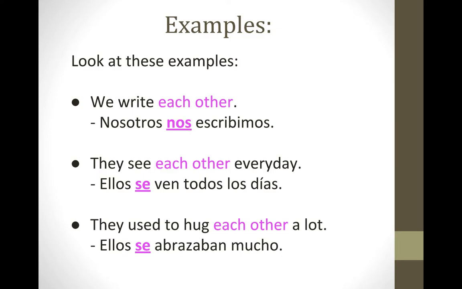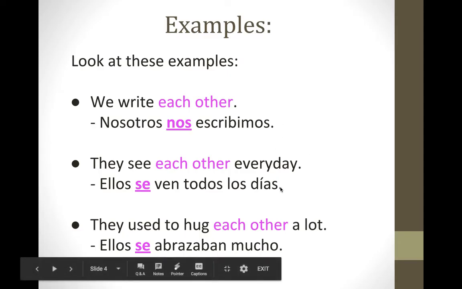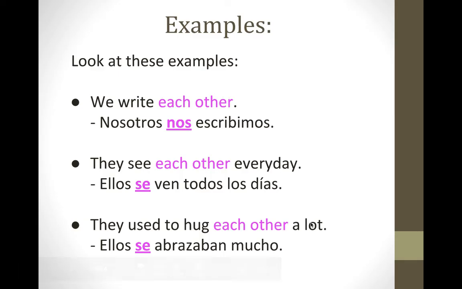You'll notice in each of these examples, in order to say each other, all I did was add a se to the infinitive form of the verb, and then I conjugated it appropriately. The first two examples, I conjugated in the present tense, and the third example, I used the imperfect tense. Just like reflexive verbs, it doesn't matter what tense it is, you still have to get the se out of the way and move it to the front and then conjugate your verb appropriately.